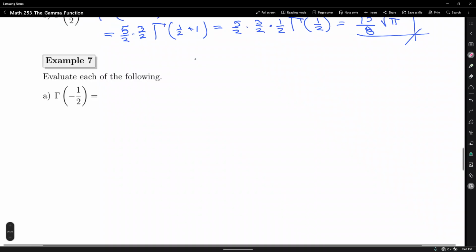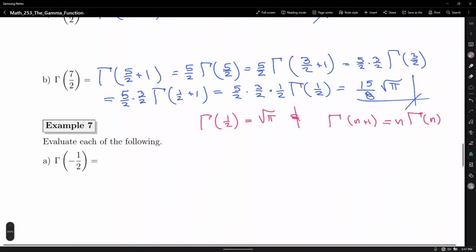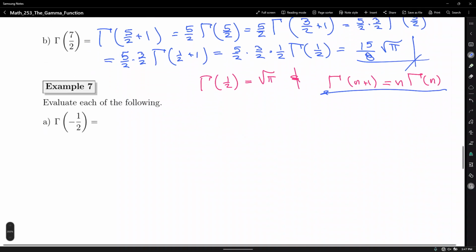Okay, so on the one hand, again, gamma of 1 half equals square root of pi, and gamma of n plus 1 equals n gamma of n. All right. However, remember how we used this in this direction? Now we're going to use this identity or this formula backwards. All right. We want to generate the left-hand side from the right-hand side. Okay. So to evaluate gamma of a negative multiple of a half, we need to generate this guy first, all right? And I'm going to do the side trip first.